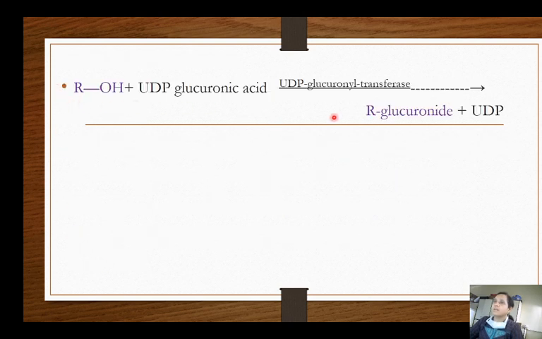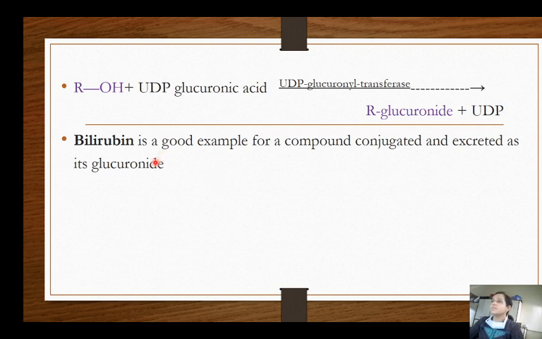The reaction goes like this. This is a xenobiotic that has any of those groups I have mentioned, an OH group, carbonyl group or amino group. These will combine with UDP glucuronic acid in the presence of the enzyme UDP glucuronyl transferase to form R-glucuronide. So this is a xenobiotic that is conjugated with glucuronide, and UDP is liberated. The best example for this type of conjugation is bilirubin, that is conjugated by glucuronide and is excreted as bilirubin diglucuronide.